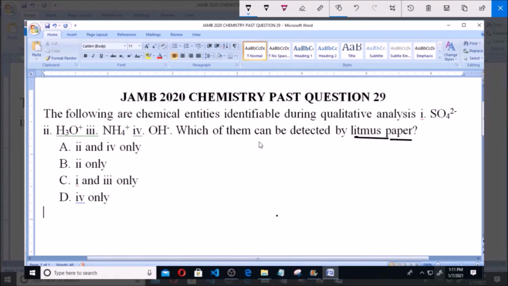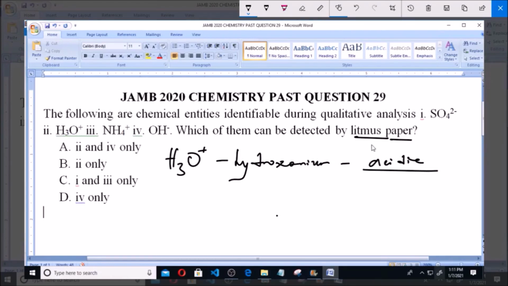Now looking at these ions, or these chemical entities given, H3O+, which is the hydroxonium ion, is acidic. If allowed to dissolve in water, it will form an acidic solution, and will turn blue litmus red. So it can be detected by litmus paper.